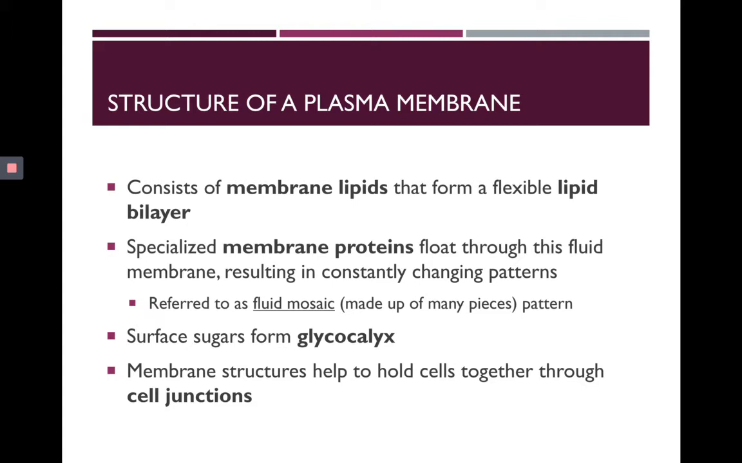And then membrane structures that help hold cells together are cell junctions. And we'll look at different types of cell junctions. Some are communicating, some act as a molecular zipper but allow some stretch, and others are impermeable and don't really allow stretch or tearing.